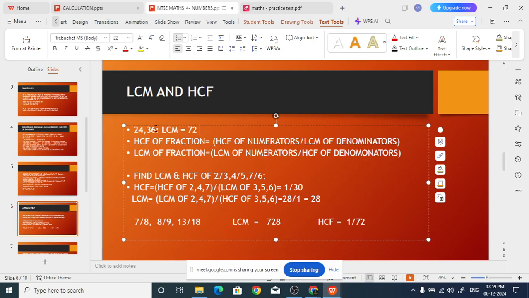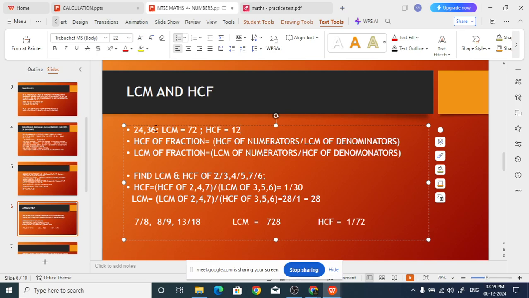And how do you find HCF? Whatever the HCF number is should divide 24 and 36. So what is the one number which divides both the numbers? Highest. 12 is the HCF, sir. Yes, 12 is the HCF. This is for ordinary natural numbers.